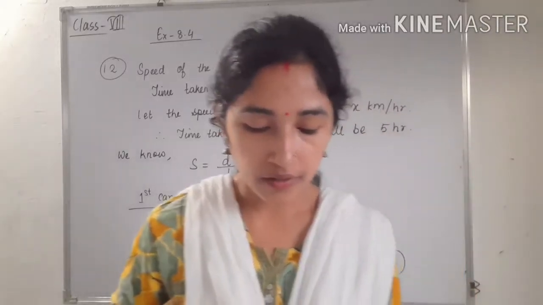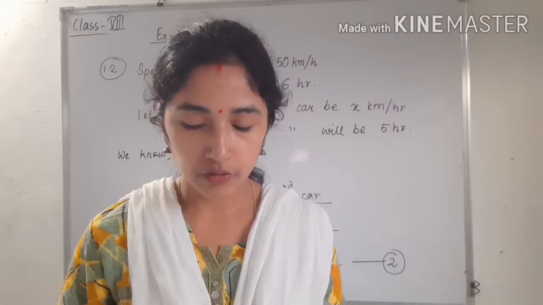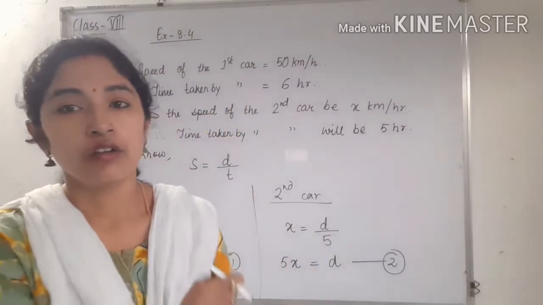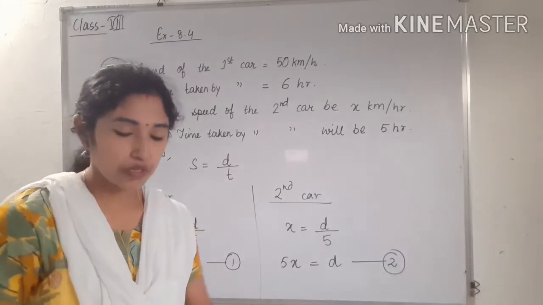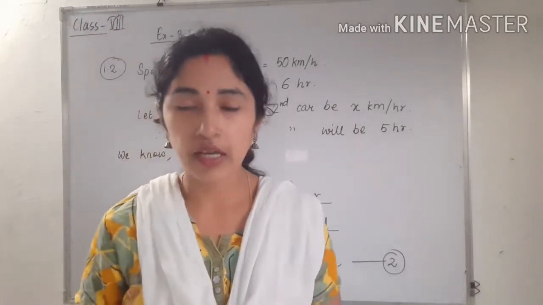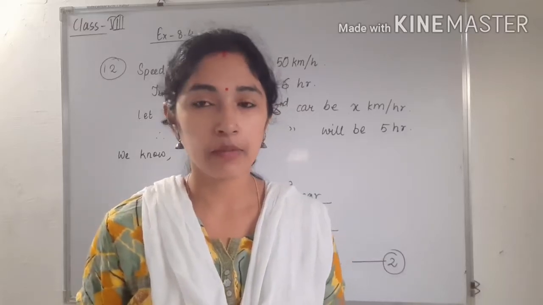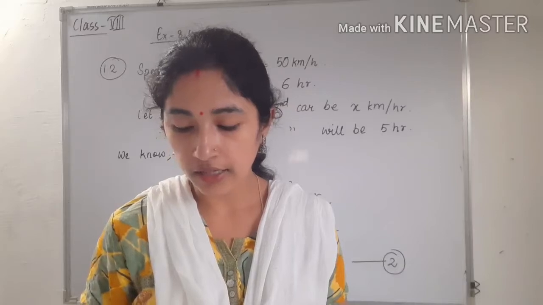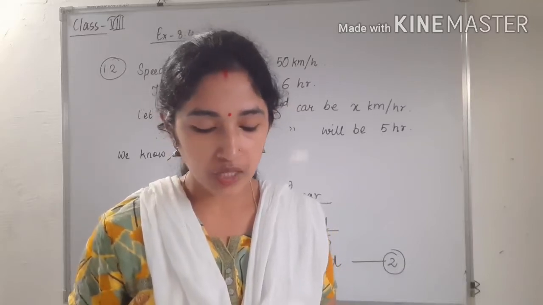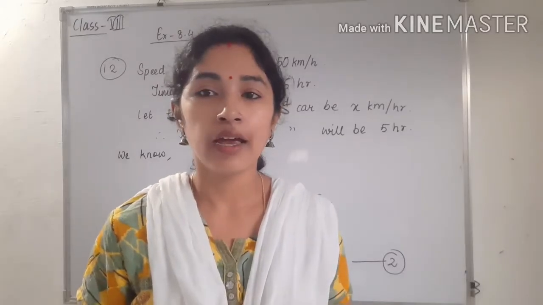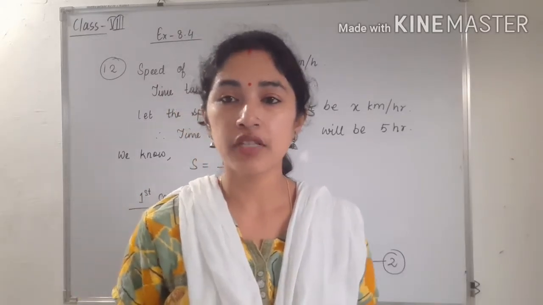A car leaves Agra at 11 am traveling at 50 km per hour. So this is the speed of the first car. Okay. What is the speed of first car? This is 50 km per hour and it is leaving Agra at 11 am. That means time is also given. So next is, how fast would a second car be traveling if it leaves Agra an hour later? That means it leaves Agra at 12 noon. After 1 hour, that means at 12.